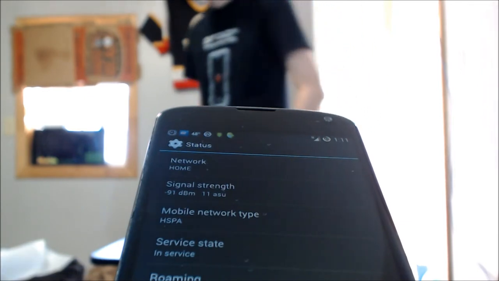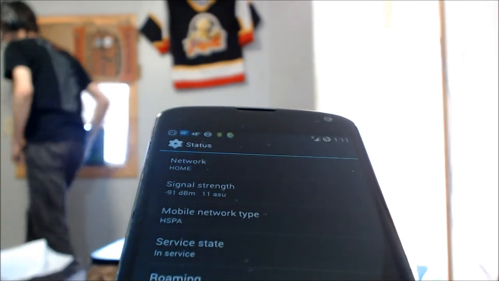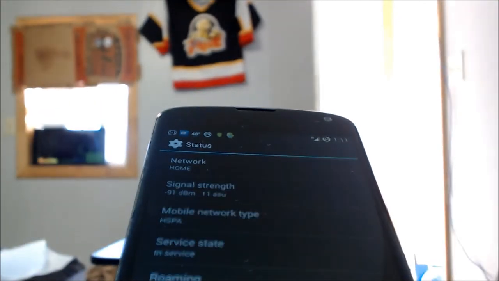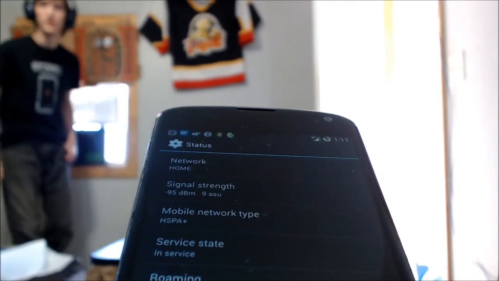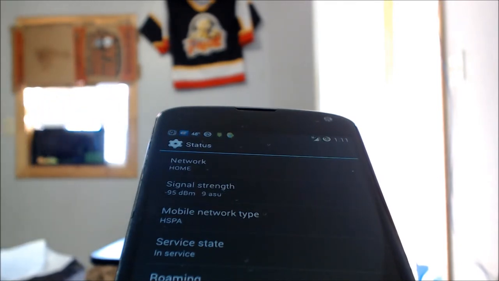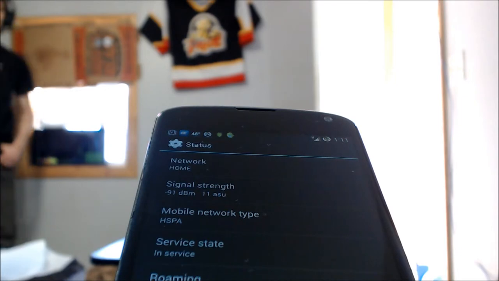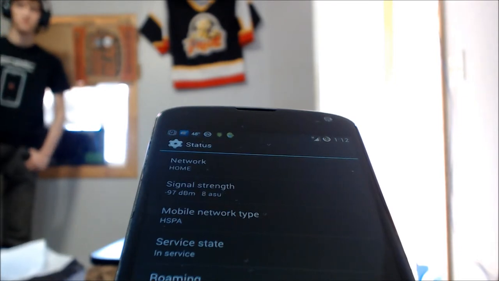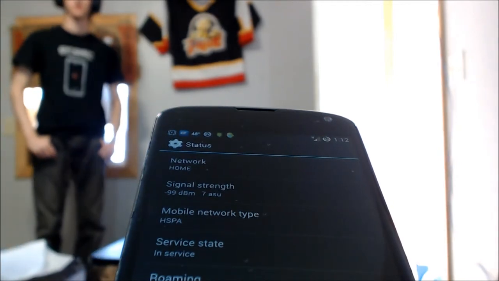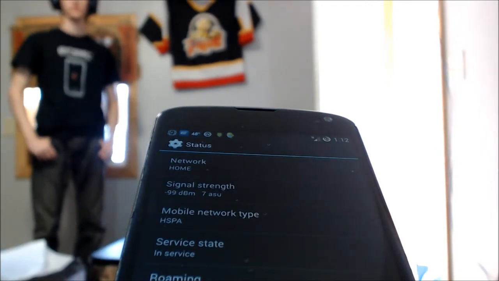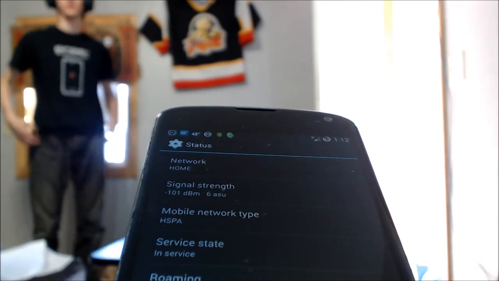But let's see, we're at 91. Let's go and plug it again. See if it changes again. I can't read that from here. What does that say? Ooh, 89. 95 again, because I'm probably moving it in and out. But now it's unplugged. 97, 99, yep, there it goes. It just dropped down to 2 bars. So there you go. It works if you do those steps.